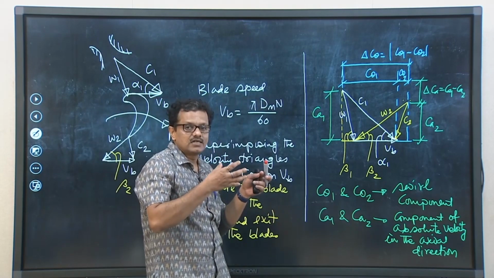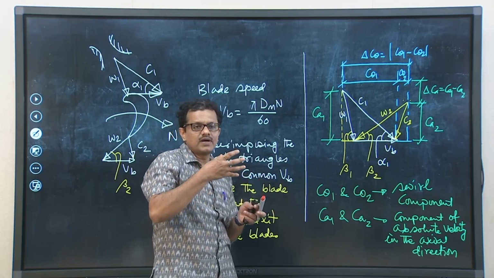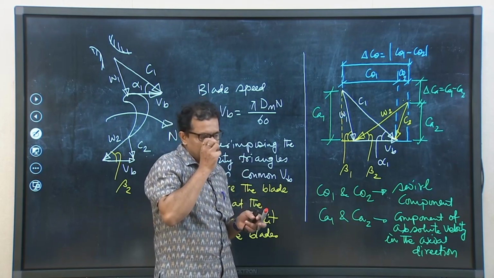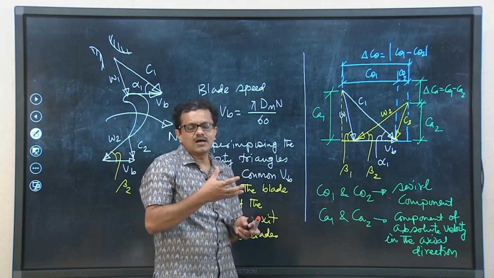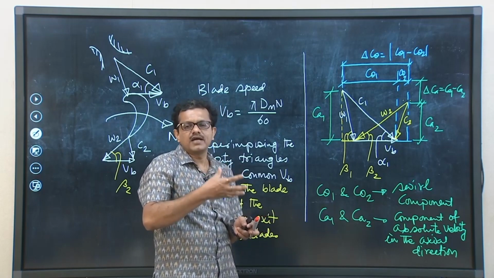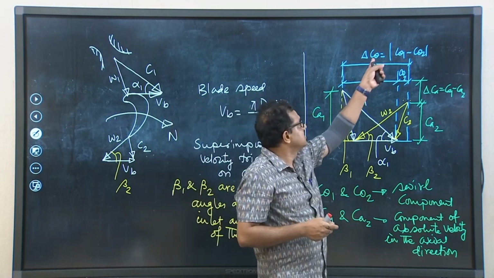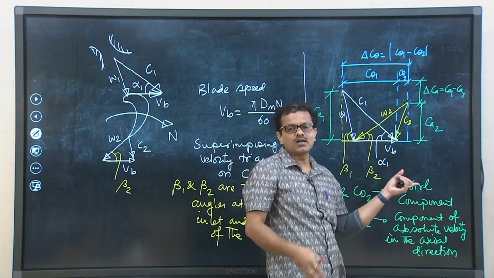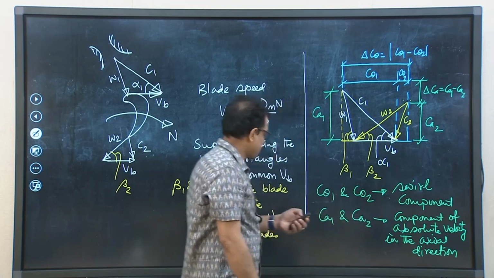So, basically the turbine wheel is mounted on a shaft, and when it is mounted on a shaft, an axial thrust bearing should be there to absorb this axial thrust, whereas the difference of the whirl component, delta C theta, is responsible for producing tangential thrust.